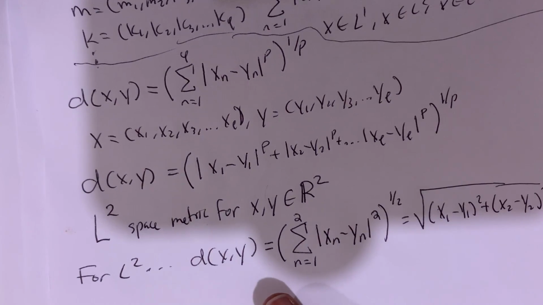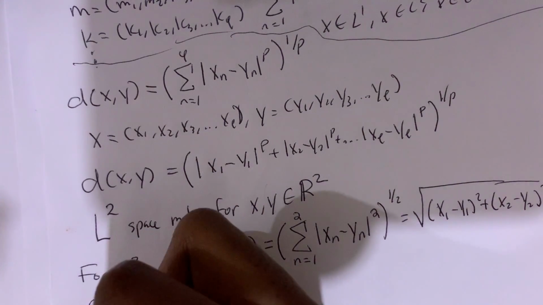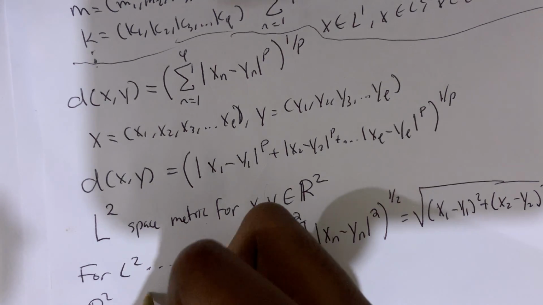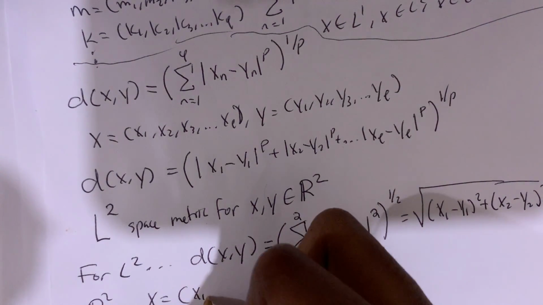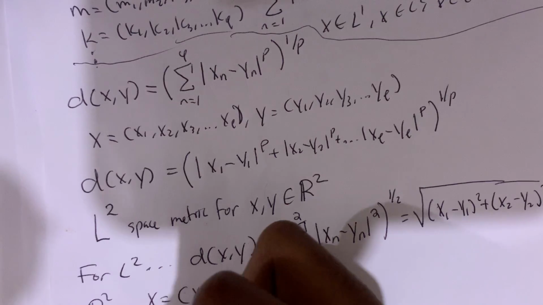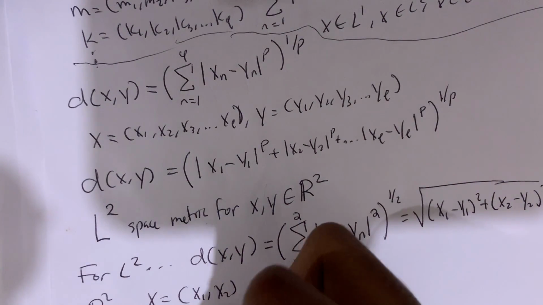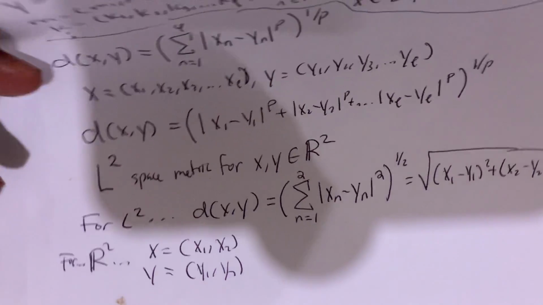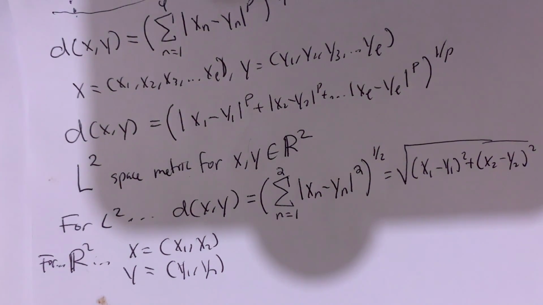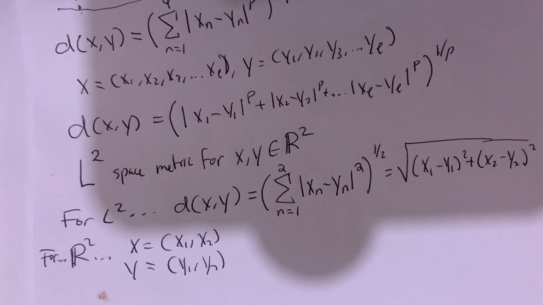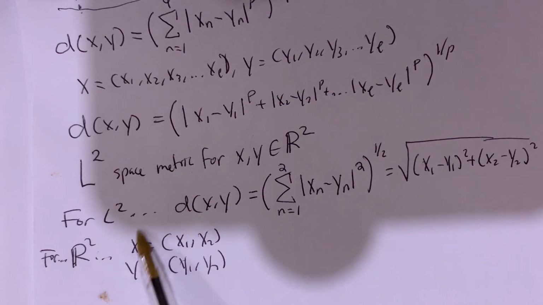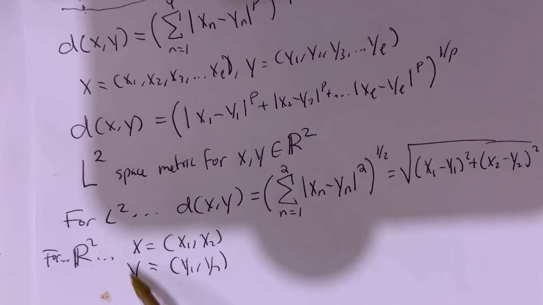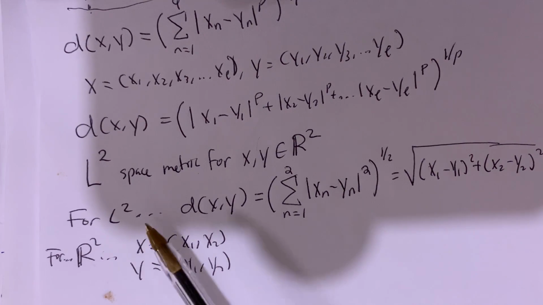Now recall that for R2, x is just (x1, x2) and y is just (y1, y2). Now here is where the confusing part happens. These are two general sets, right? Like this x, this y, these aren't like the coordinate points x and y.